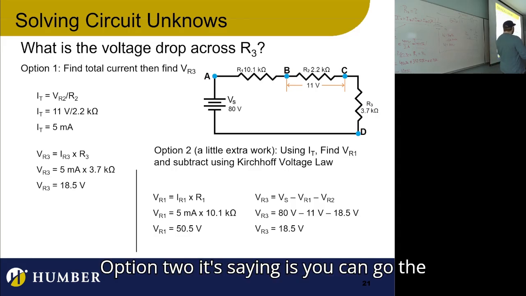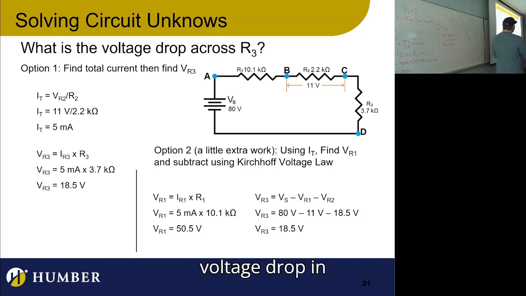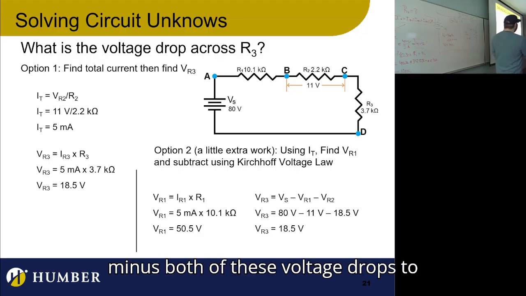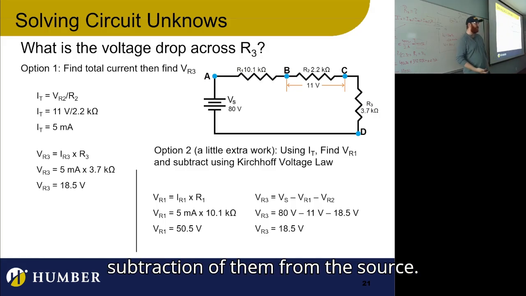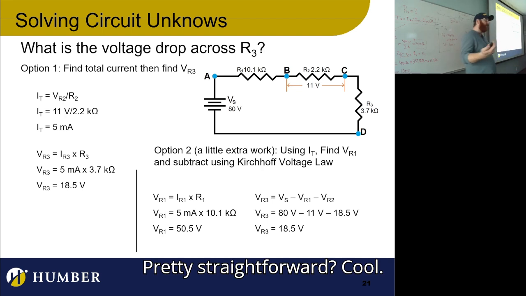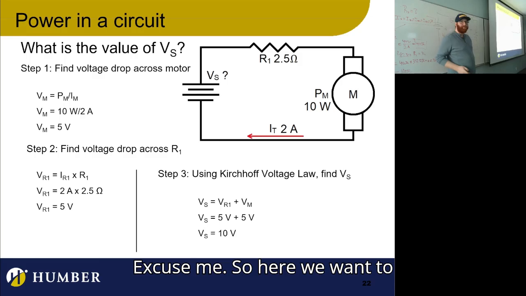Option 2, it's saying, is you can go the other route and calculate the total voltage. So you can find the voltage drop in R1 and then use 80 volts minus both of these voltage drops to calculate R3, just by subtracting them from the source. Pretty straightforward? Cool.